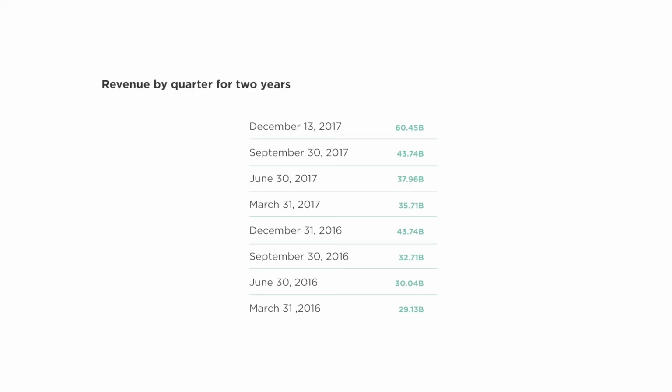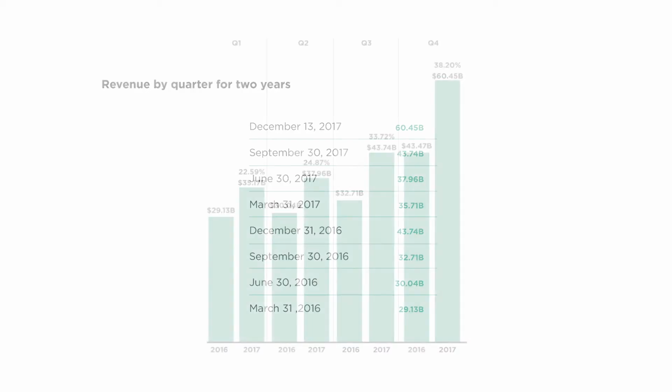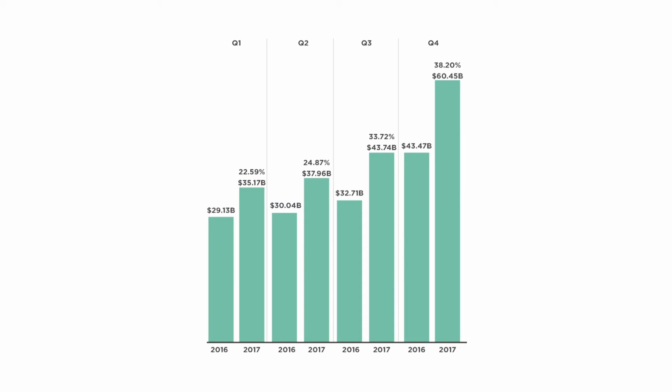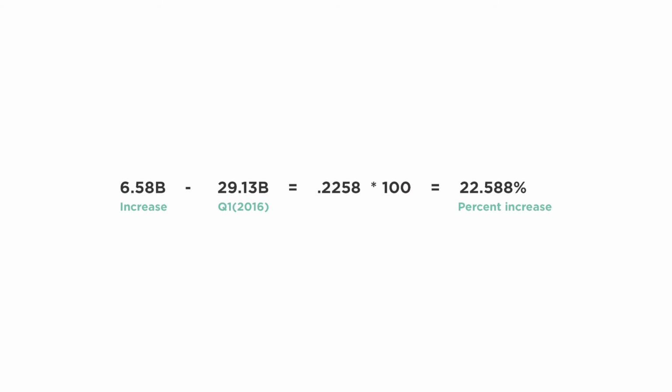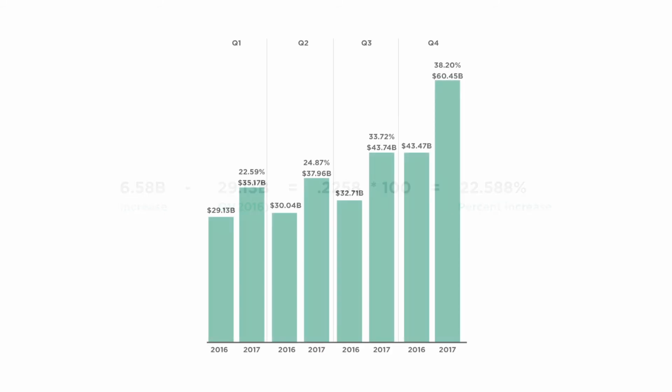We would need the revenue by quarter for 2 years. We can visualize it and show the percentage change from one year to the next by quarter from 2016 to 2017. It's one thing to look at Amazon's annual revenue, but break it down by quarter. Each quarter is steadily increasing in the next year. The math behind it is simple. For example, take Q1, subtract Q1 2016 from Q1 2017, which is $6.58 billion, or a 22.59% increase.